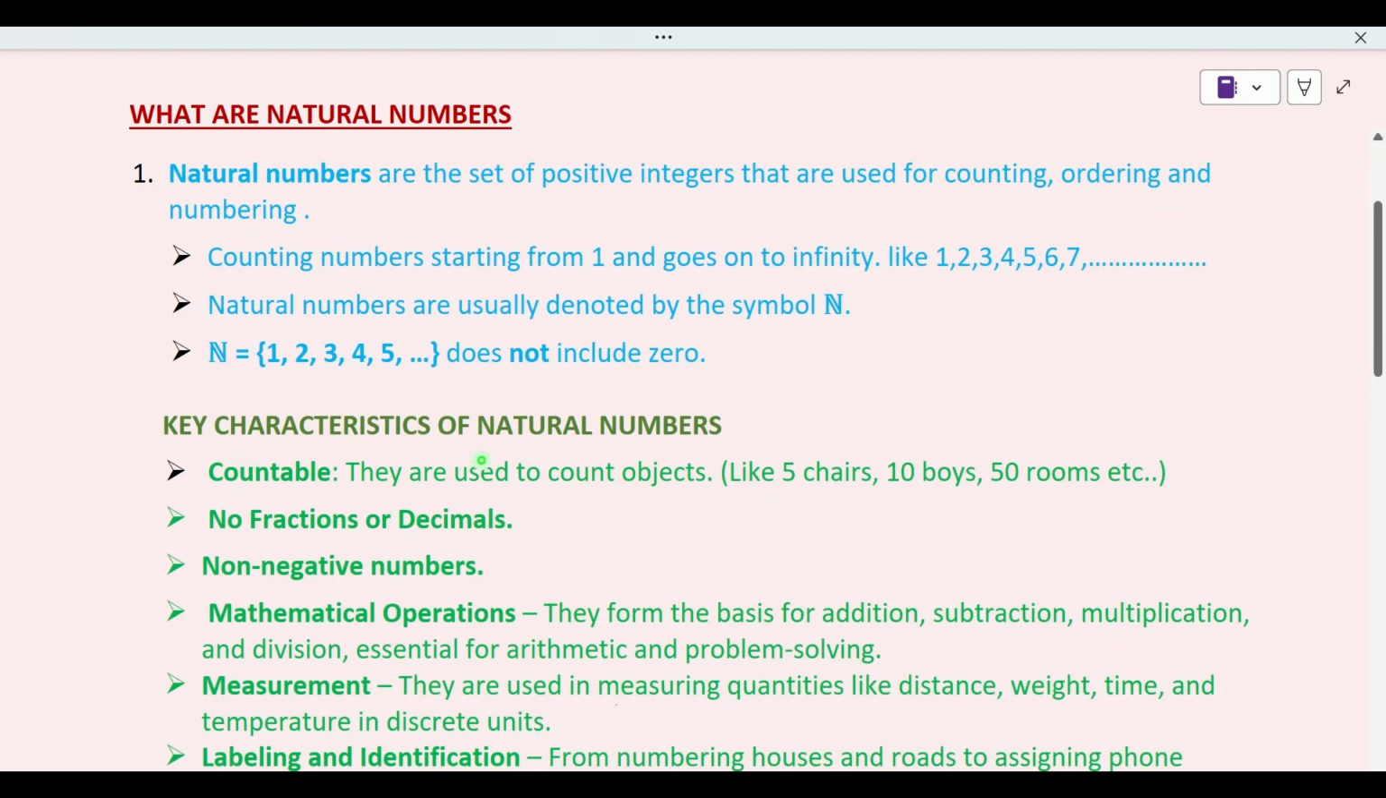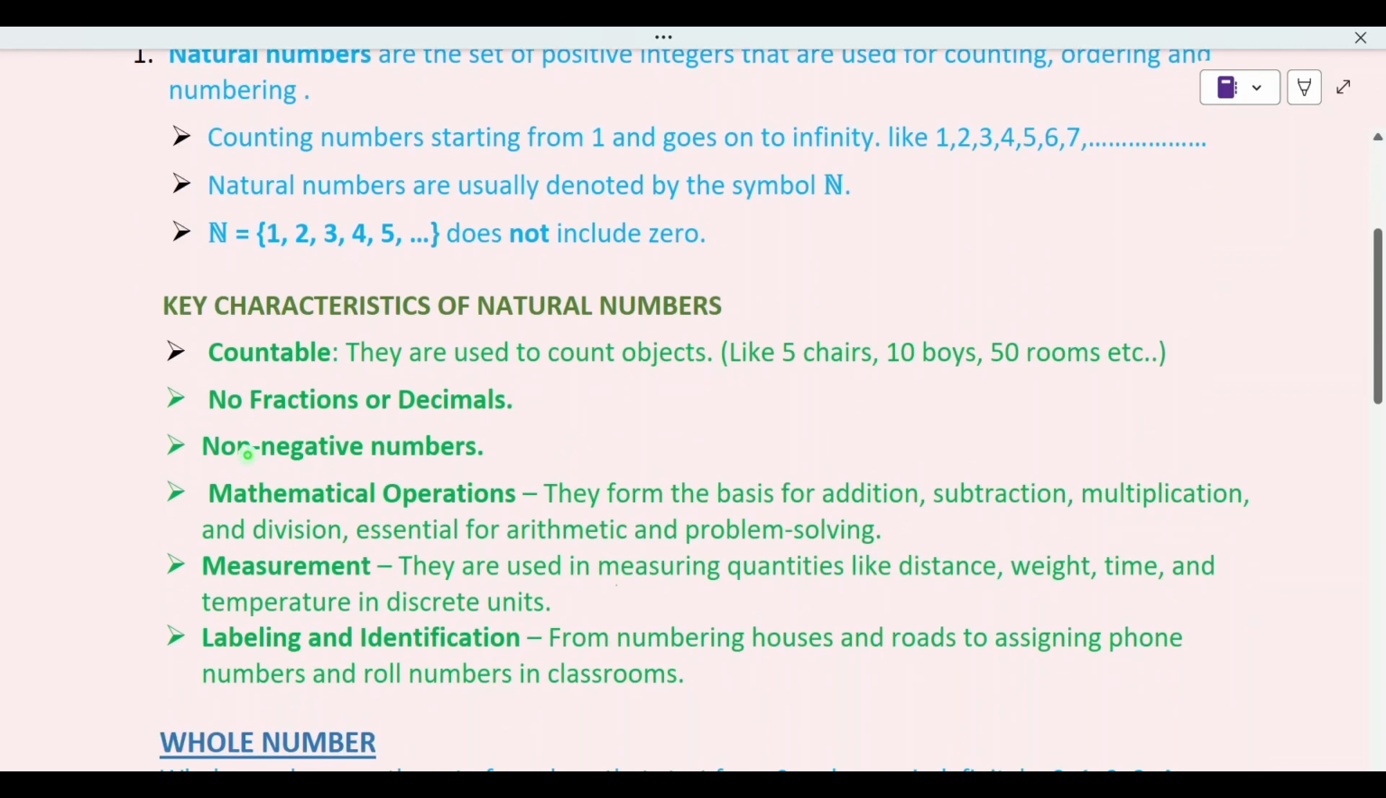What are the key characteristics of natural numbers? Countable. They are countable. They are used to count objects, like 5 chairs in a room, 10 boys in a classroom, 50 rooms in a school, and so on.